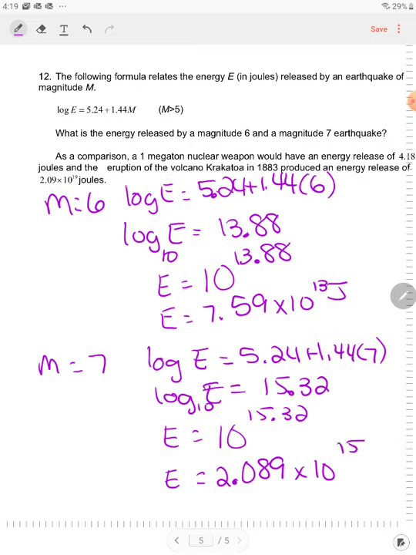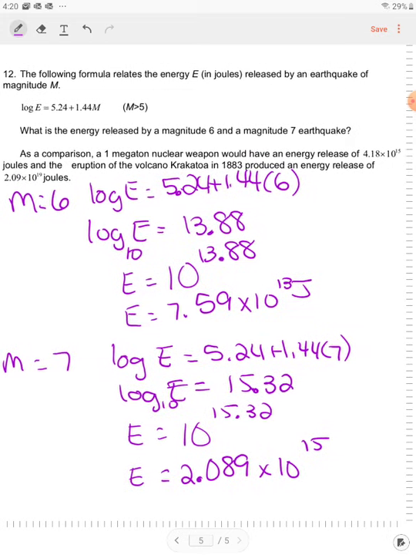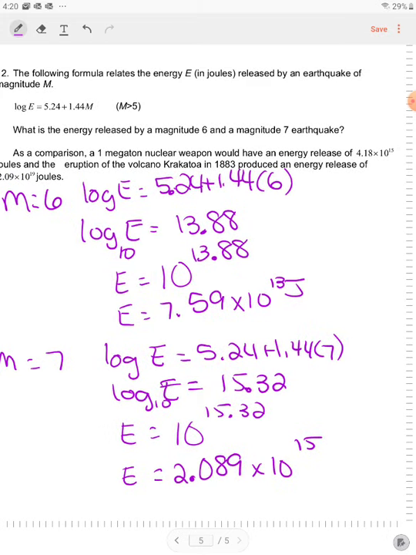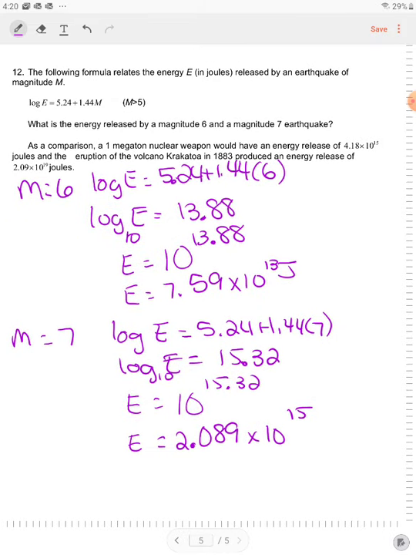So just for comparison, okay, a 1 megaton nuclear weapon would have the energy release of, let's see what that says there, 4.18 times 10 to the 15 joules. And the eruption of the volcano in 1883 produced an energy release of 2.09 times 10 to the 19 joules.